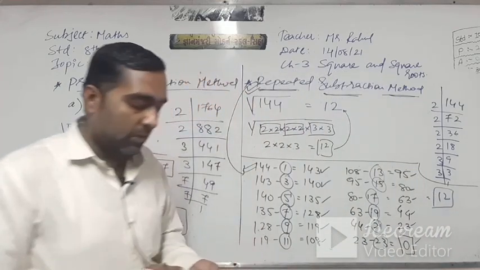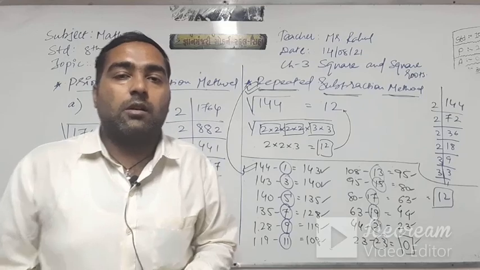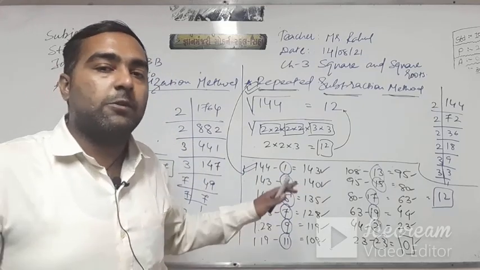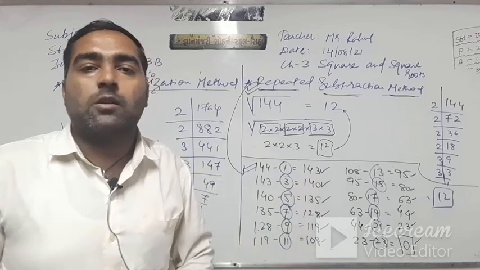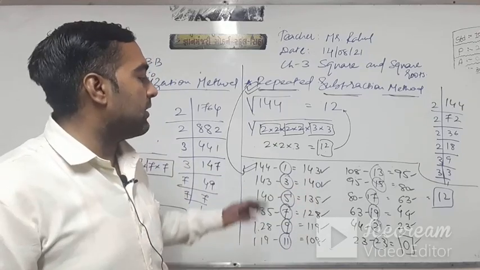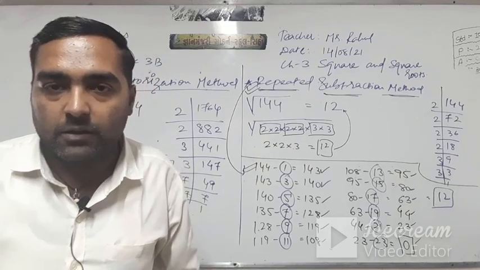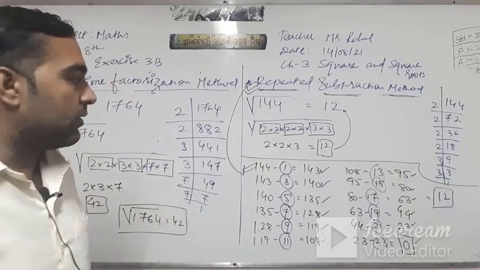In this kind of method, you have to count the number of steps you have to take in order. So the number of steps is 12, so my answer is 12, right? Clear? So note down this one.